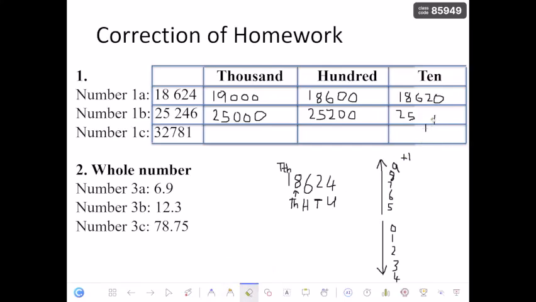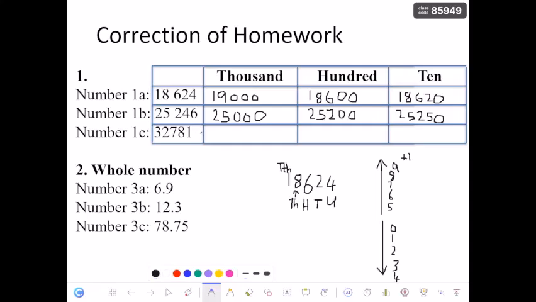That means I'll clean this and correct the number. So my answer is going to be 2, 5, 2, 5 again. Then you put your 0. That means you add 1 to this 4, becoming 25250.